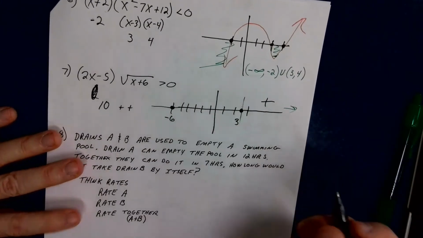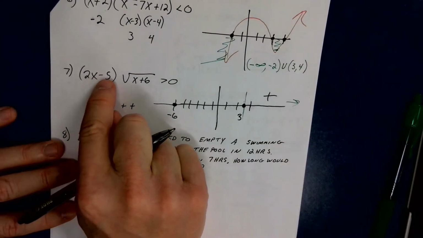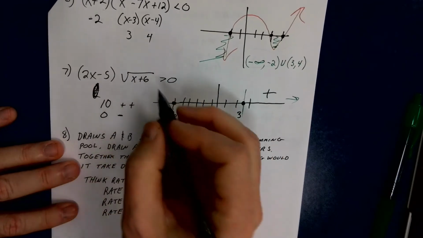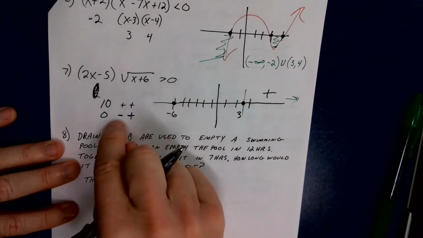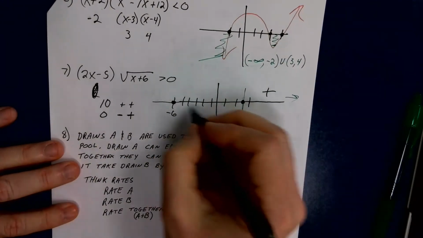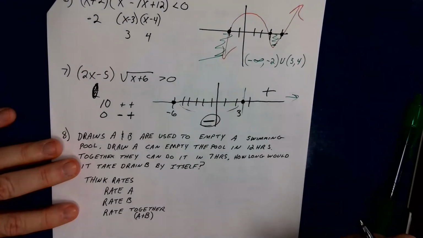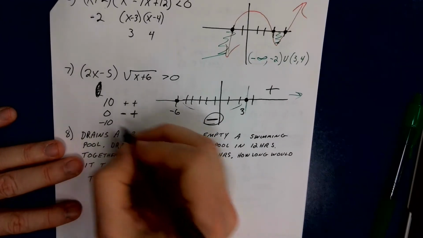Check a number in between -6 and 3. We'll go ahead and check 0. So 2 times 0 is 0. 0 minus 5 is negative. 0 plus 6 is positive. So I got a negative and a positive. That means everything from here to here is below the x-axis. Good deal? And then I'm going to check negative 10.